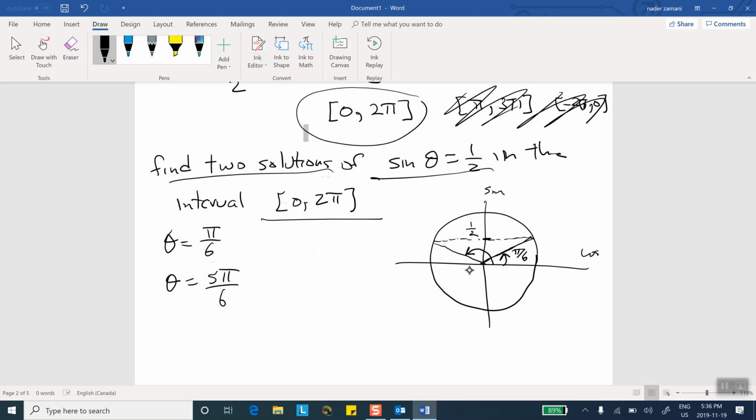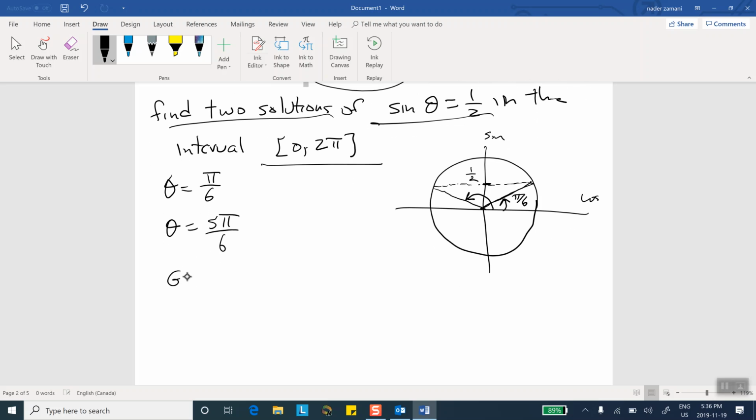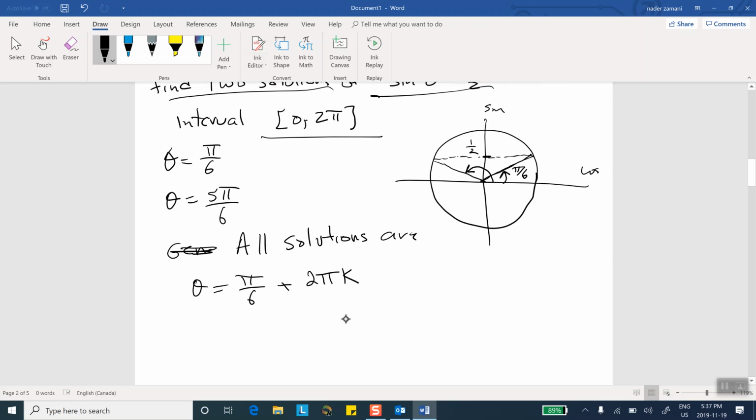Nothing else. And therefore, the general solution, or actually the book calls it all solutions. These are two specific ones that we found. All solutions are these two. So you take theta equal to pi over 6 plus 2 pi times k, and theta equal to 5 pi over 6 plus 2 pi times k, where k is equal to 0, 1, plus or minus 1, plus or minus 2, plus or minus 3, etc.